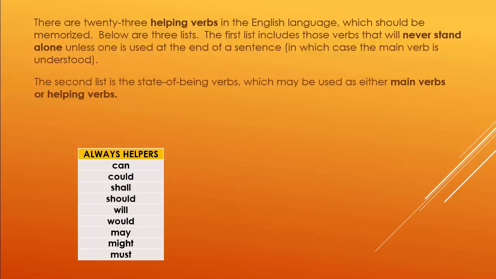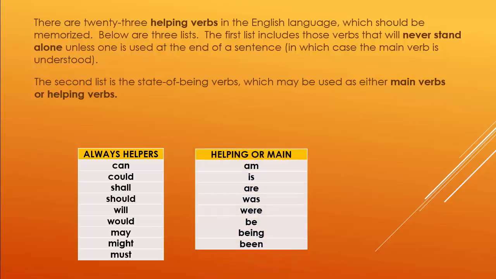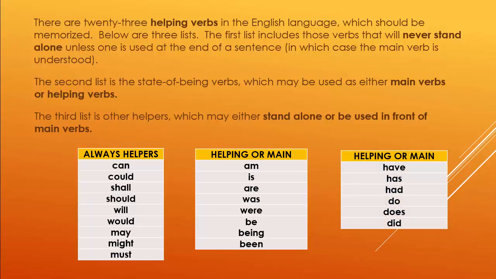The second list is the state of being verbs, which may be used as either main verbs or helping verbs. Am, is, are, was, were, be, being, and been. The third list is other helpers, which may either stand alone or be used in front of main verbs. Has, have, and had, do, does, and did. Memorize these.